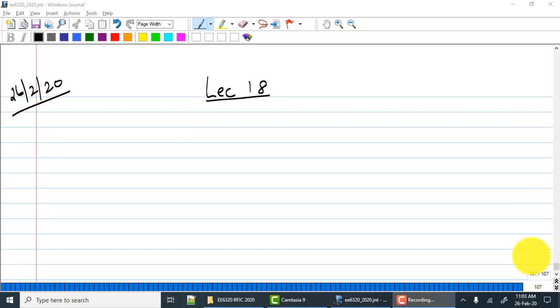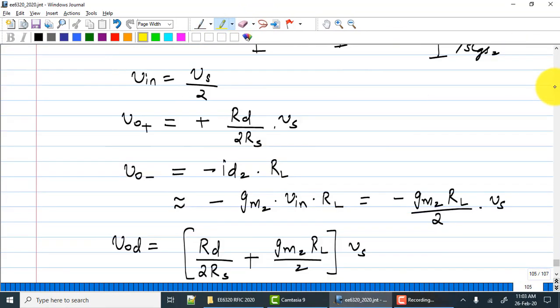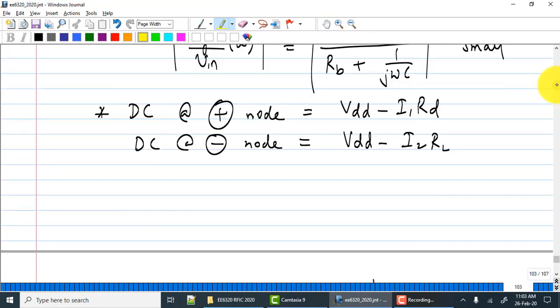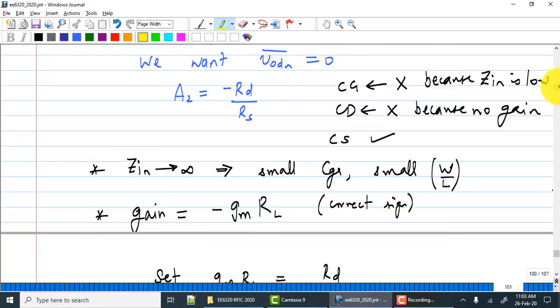We have been looking at the noise cancelling LNA, so hopefully we'll wrap it up in today's class. So let's quickly review where we are and then go forward. Let's start from here.